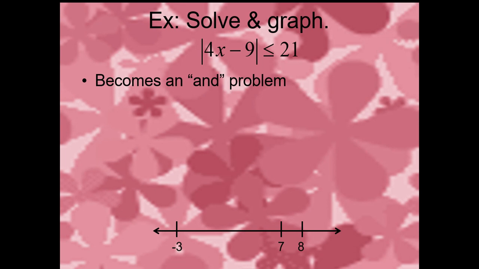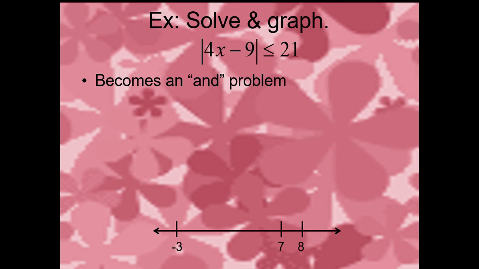I will solve. I will have 4x less than or equal to 21 plus 9, so 4x less than or equal to 30. So I have x less than or equal to 30 over 4. I got the first one. I will solve the second one. I will have minus 4x less than or equal to 21 minus 9, so it's 12. Be careful: since here I'm dividing by minus 4, I need to flip the sign. x bigger or equal than 12 over minus 4, so bigger or equal than minus 3.